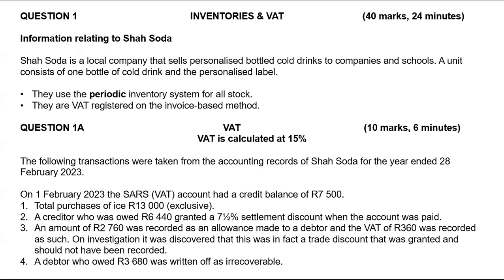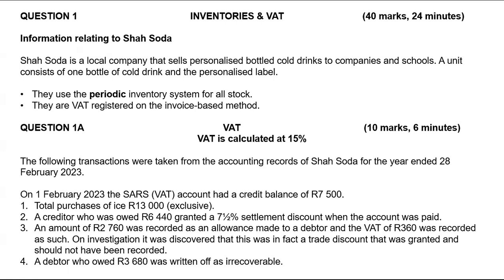Remember that formula that says we have opening stock plus purchases minus returns plus carriage on purchases plus customs duties, minus closing stock. Do you remember that formula? That's what they want you to use when you calculate cost of sales. Immediately when you see periodic inventory system, they just want you to use that formula. That's it.